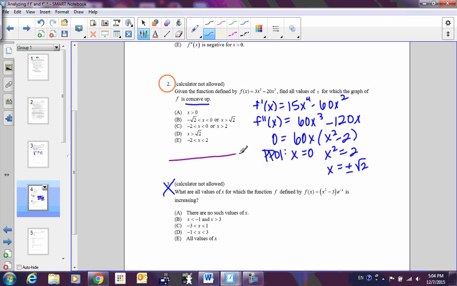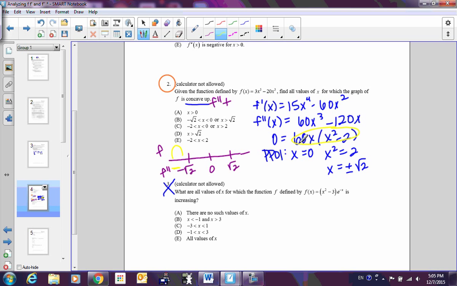So what you want to do from here is label them out on a sign chart. Okay, and we want to know concave up. So we want to know where f double prime is positive. So down here would be f double prime, up here would be f. So I'd take a number to the left of negative square root 2, and I would plug this into that second derivative. So I would get a negative number, okay, times a positive number. So a negative, that's concave down.